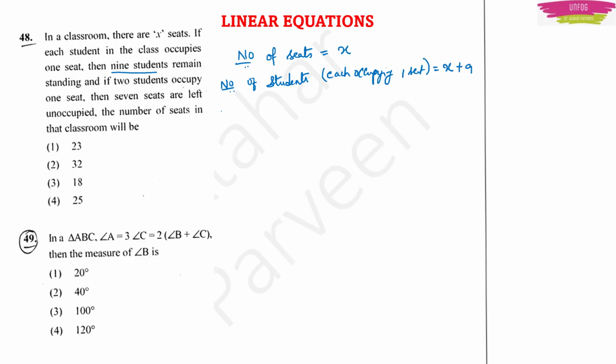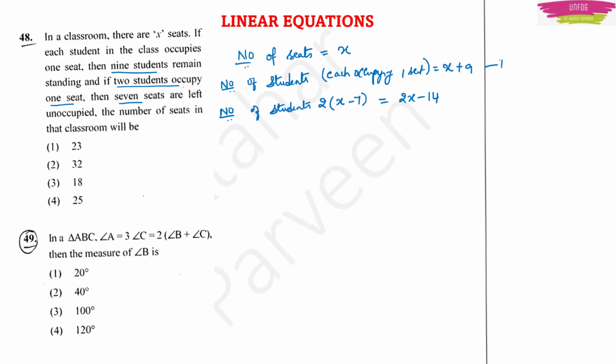Then, the number of students when 2 students are occupying 1 seat. It means 2 times X, the seats they are occupying, and 7 seats are left, which means minus 7 is left. So what will be the number of students in this situation? It is 2x minus 14.